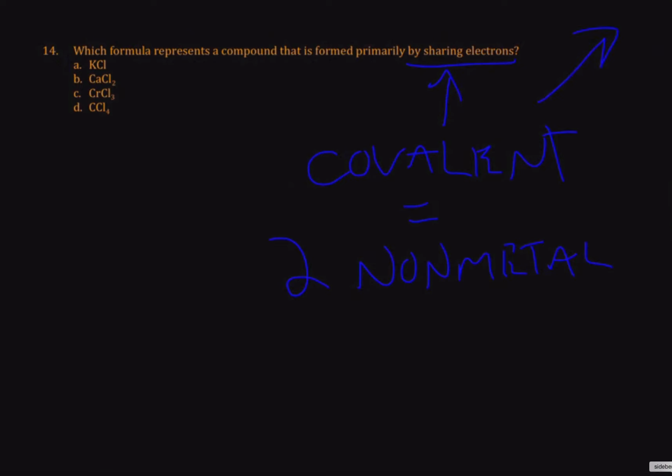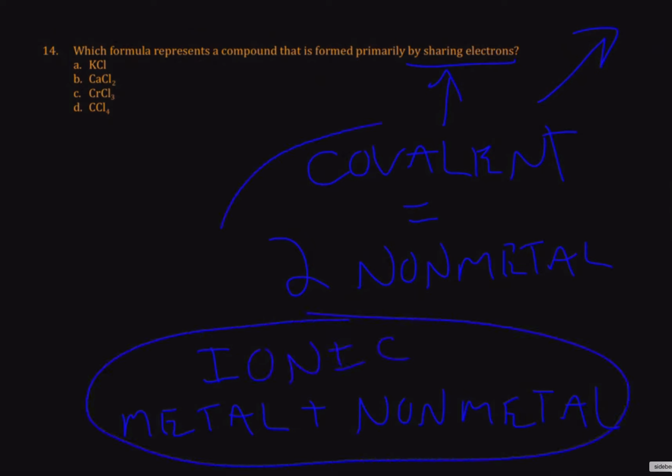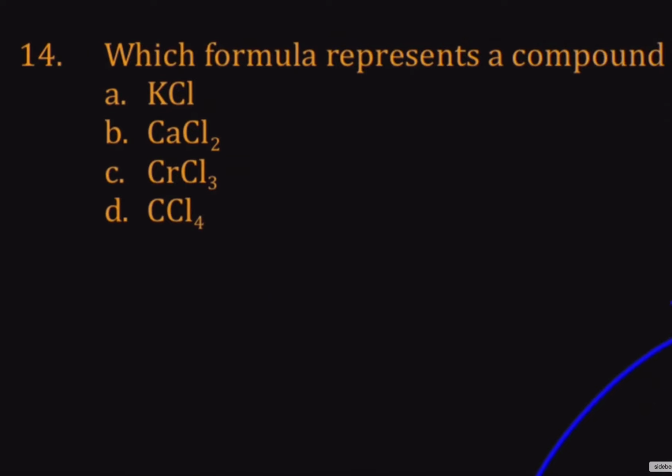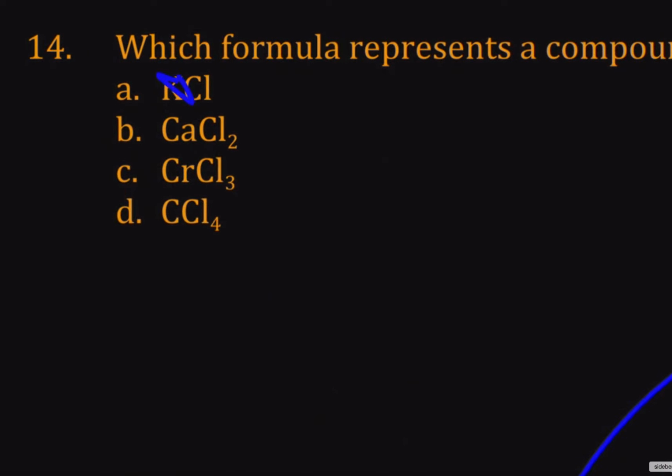If you have a metal combined with a non-metal, then that is usually, most of the time, going to be an ionic compound. Okay, so two different types of compounds, covalent and ionic. The one that we're looking at, sharing electrons, is covalent, which means we need the compound that's two non-metals. Potassium is a metal, calcium is a metal, chromium is a metal. The only one that is two non-metals together is the carbon tetrachloride.